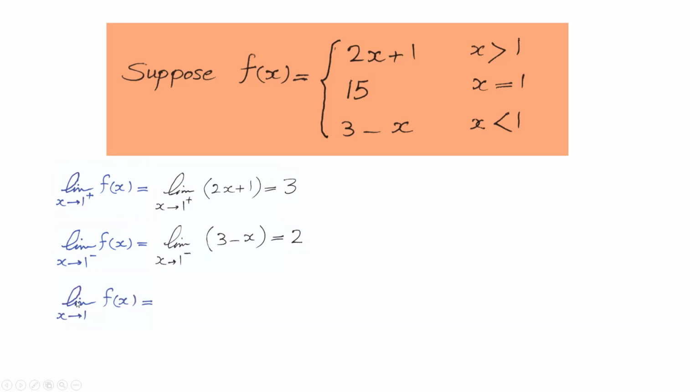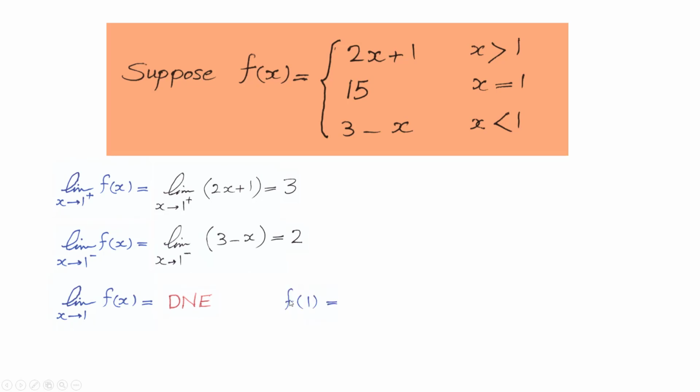And the next question is, what is the limit of the function as x approaches 1? This limit is a two-sided limit, and we know that the limit of a function at a point exists if and only if the right limit and left limit both exist and they are equal. But the right limit and left limit are not equal, so the limit of the function at 1 does not exist.